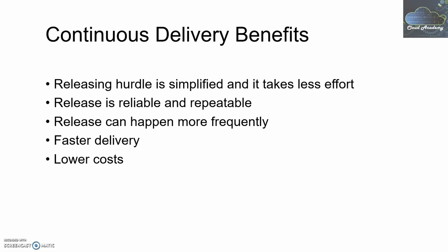So the continuous delivery benefits: the releasing hurdle is simplified and it takes less effort as it is automated. Release is reliable and repeatable. Definitely it can be repeatable as it is faster and easy to do. Release can happen more frequently, with faster delivery and lower cost. You only have to invest in the automation, which is a one-time investment. Later it will be a faster and easier mechanism.